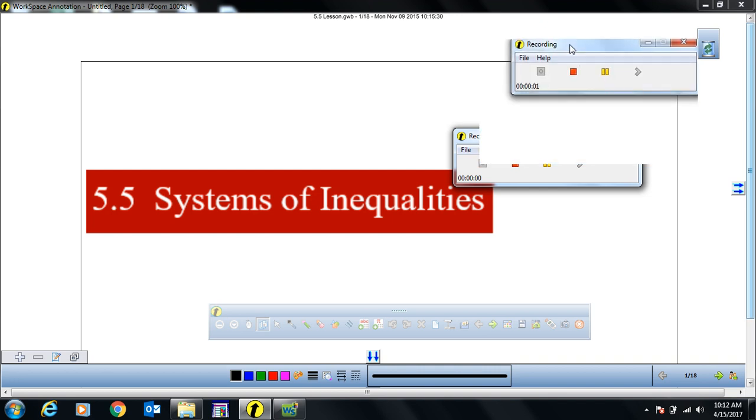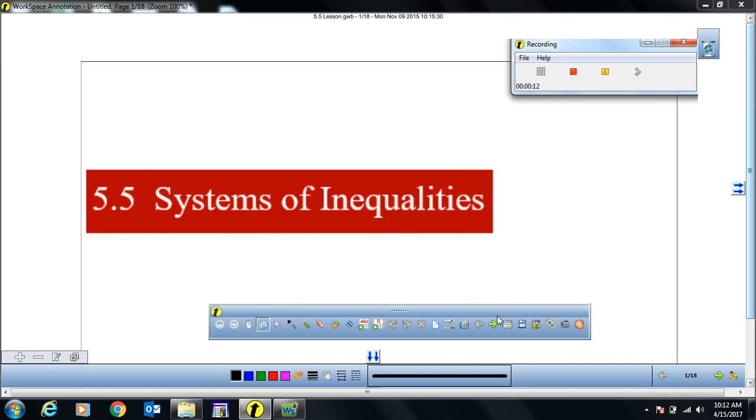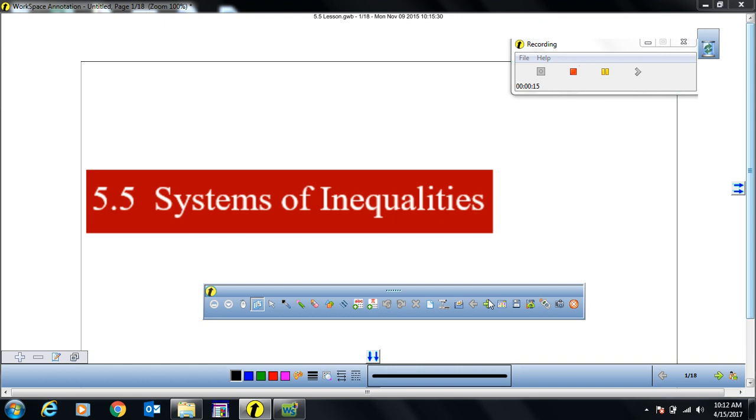This is going to be section 5.5, Systems of Inequalities. Okay. Now, this is the last section of chapter 5. On this one, for inequalities, we're going to solve them in a way similarly to what we did before.